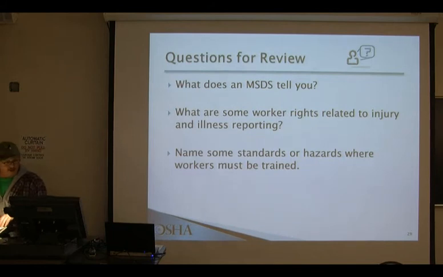What are some of the worker rights related to injury and illness reporting? Review your medical records. You have the right to review that 300 log that the employers fill out. You have the right to check anything back for the last 5 years. That's it.